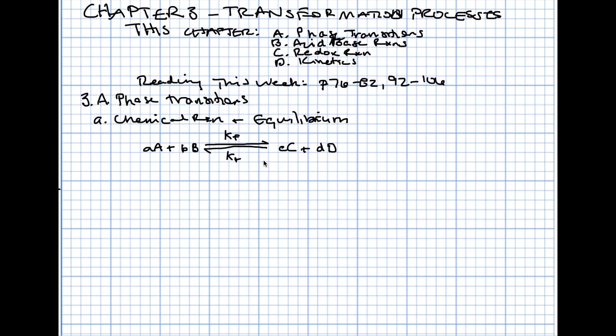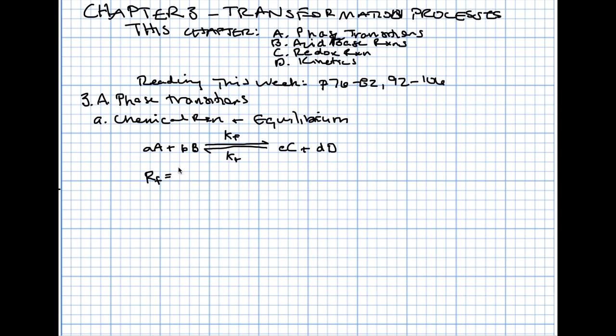So if this is an elementary reaction, it means that reactant A and reactant B have to have a collision in order for that reaction to occur. And so from that information, we know that the rate of the forward reaction is proportional to the concentration of each of the reactants raised to their stoichiometric participation in the reaction.